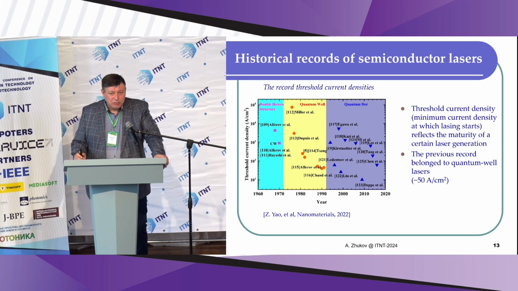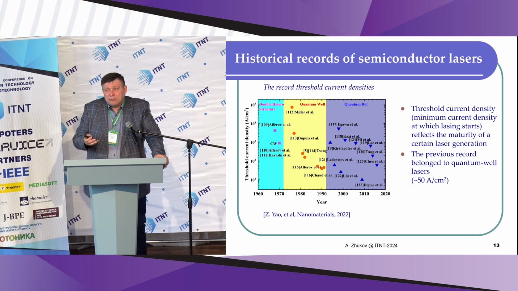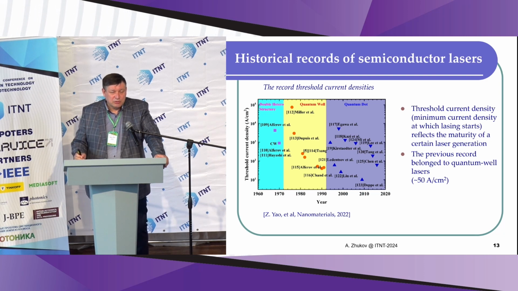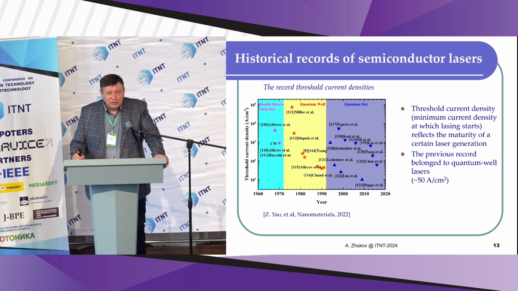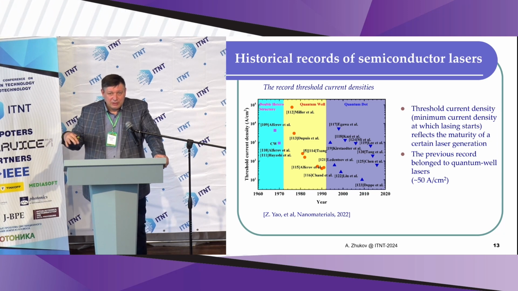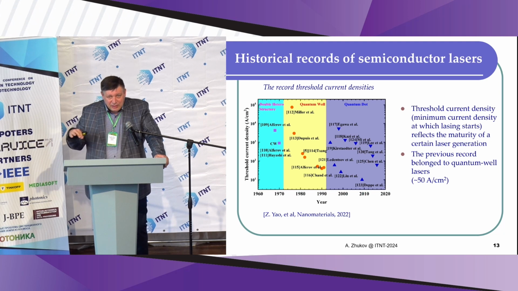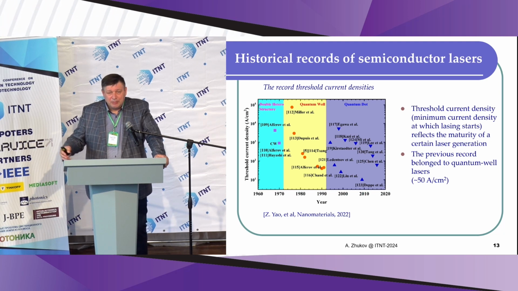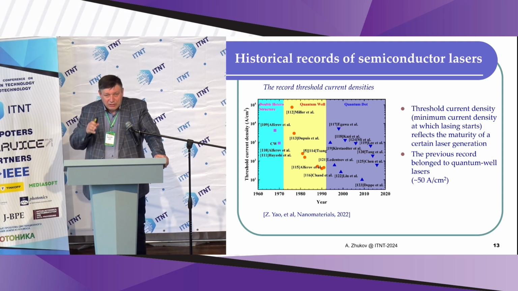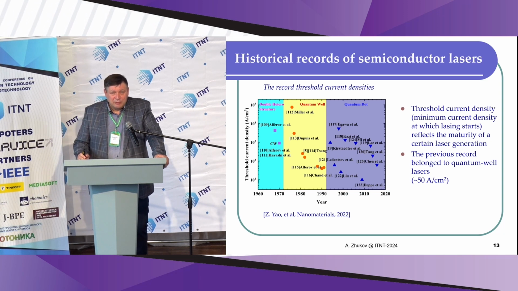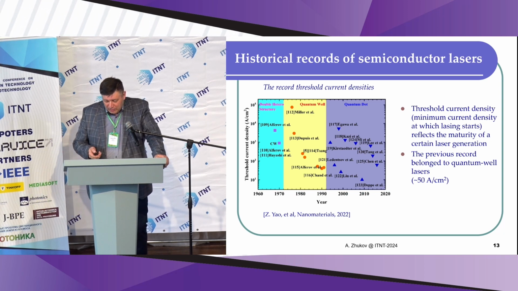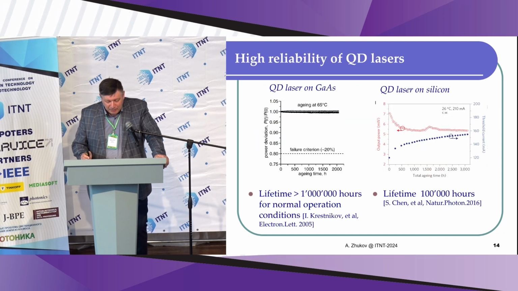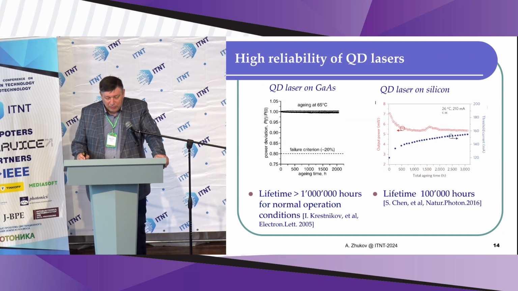The same story was with the quantum dot. When quantum dot lasers were first demonstrated, the threshold current density was much higher compared to the quantum well counterpart. But quite soon, because of some improvements, deeper localization of charge carriers, using stacked arrays of quantum dots, and improving epitaxial technology, the threshold current density dropped to a level well below the quantum well limit, maybe 5 or 6 times lower.